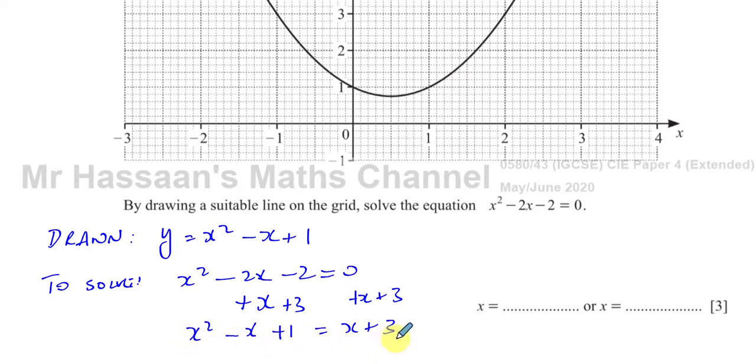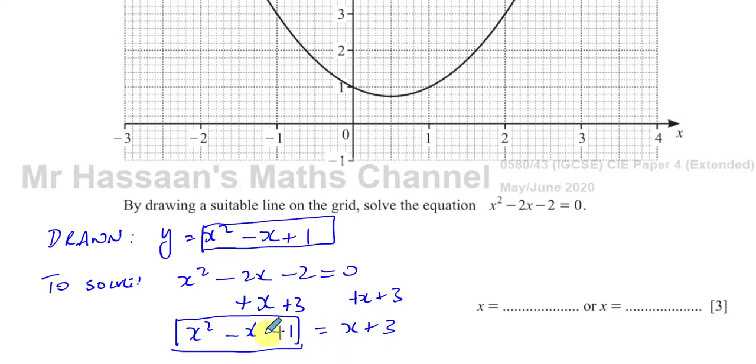So this is the equation now, the same equation as this one. The equation is just modified by adding the same thing on both sides of the equation. We haven't changed the equation, just changed the way it looks. But now one side of the equation looks exactly like what's being drawn. So how do I now find the solution to this equation? I need to find where this intersects with that.